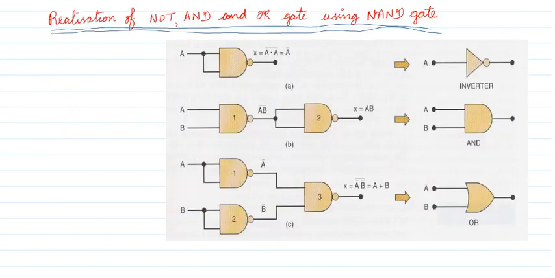Okay, now a very important thing: how to realize the NOT gate, AND gate and OR gate using the NAND gate. If you look here, A is coming, and both the inputs are connected to the same point. So here it is A, here it is A. So A into A: 0 into 0 is 0, 1 into 1 is 1, so A into A is A, and the output is A bar. So the input is A, the output I am getting is A bar, so this is nothing but a NOT gate.